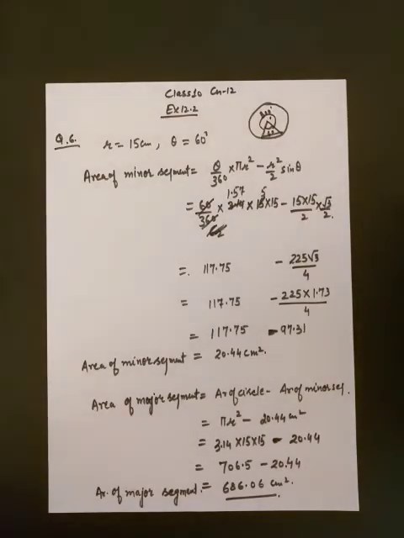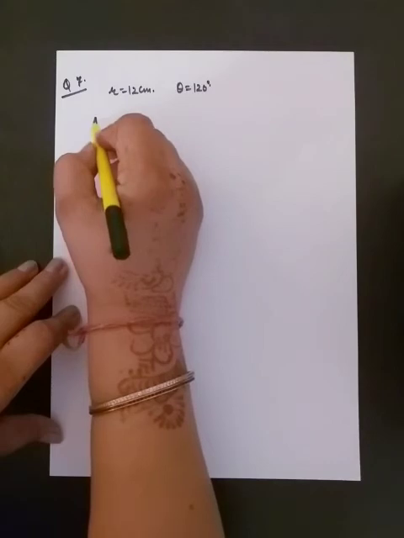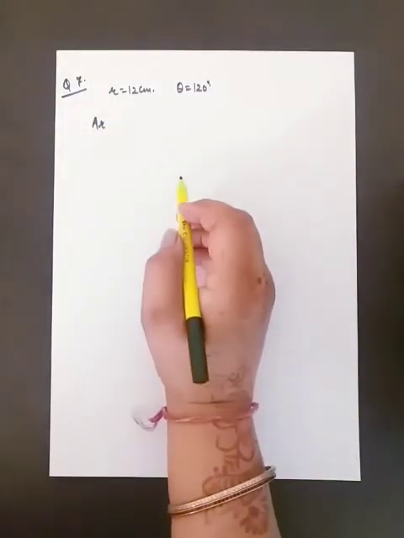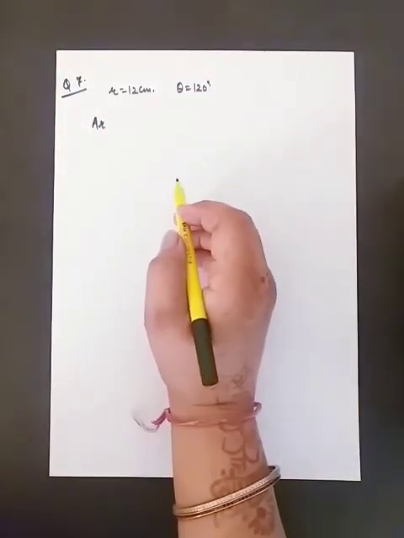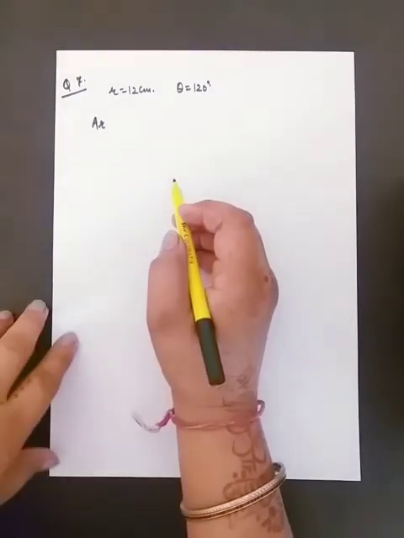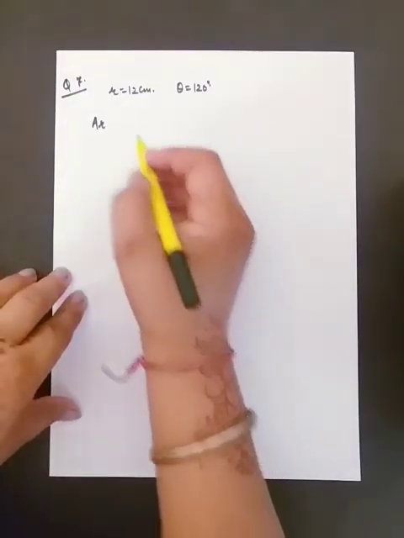Let us start next question. Question number 7. A chord of circle of radius 12 centimeter subtends an angle of 120 degree at the center. Find the area of corresponding segment of the circle. Now angle is of 120 degree. Here radius is 12 centimeter, theta is 120 degree, and we have to find the area of segment.